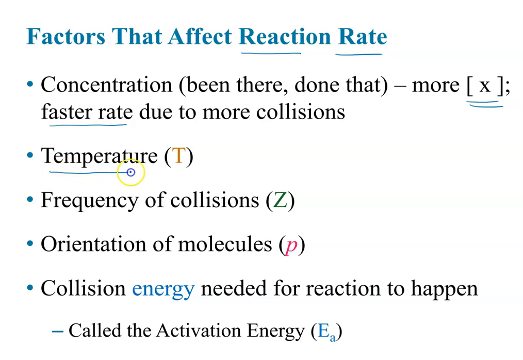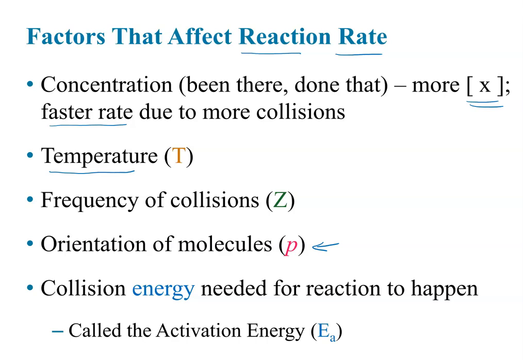Temperature. Temperature is going to cause molecules to move faster. If they're moving faster, they're going to collide with more energy, and they're going to collide more often. That all relates to the frequency of collisions, and the orientation of the molecules when they collide. We're going to talk more about that on a separate slide, but these are some of the factors that come in when you look at collisions versus reaction rate.